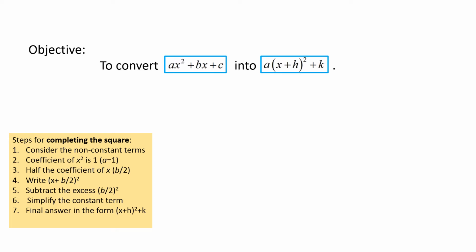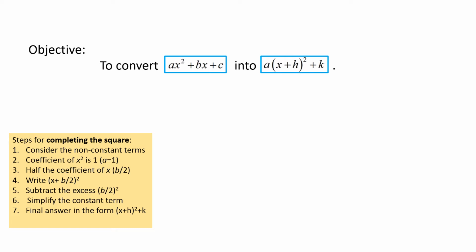Number 1. Consider the non-constant terms, that is, the terms with x in them. Number 2. Make sure that the coefficient of x squared is 1. In other words, a is equal to 1. Number 3. Half the coefficient of x. In other words, you divide b by 2.